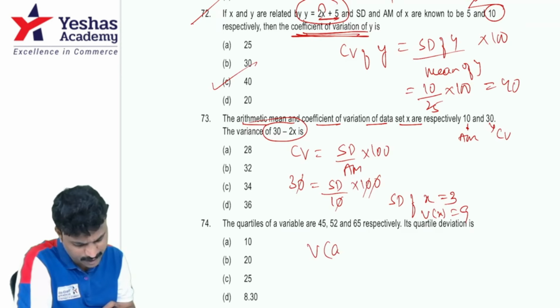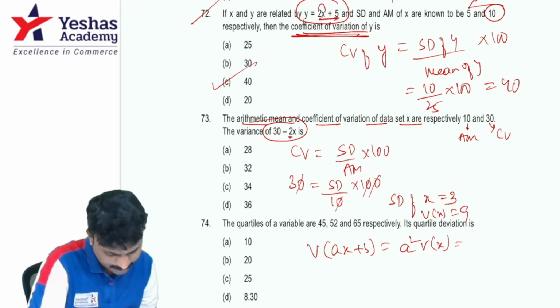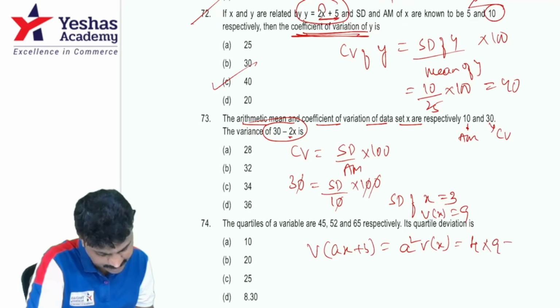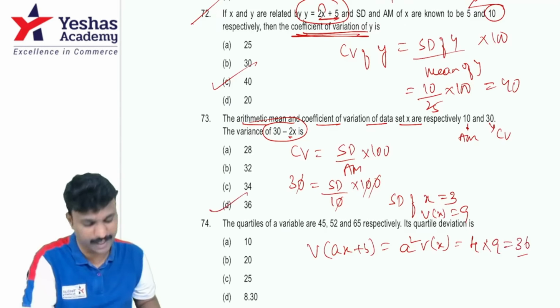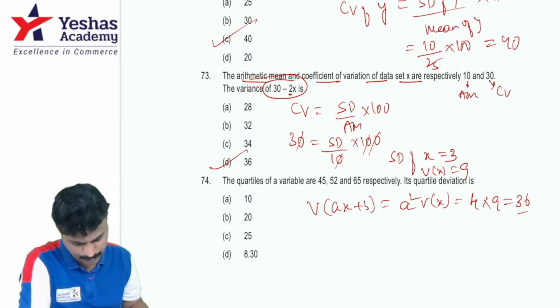They're asking variance of this. Guys, I've given you a shortcut. Variance of ax plus b is what? A square into variance of x. What is my a here? Coefficient of x, minus 2. The whole square is 4, into variance of x which is 9. So it is 36. So option D. This is also one of the solved questions in the material. Right, guys, moving on to the next question.